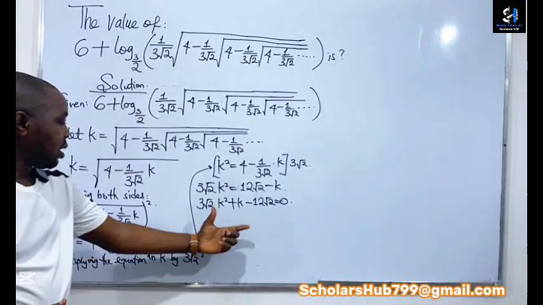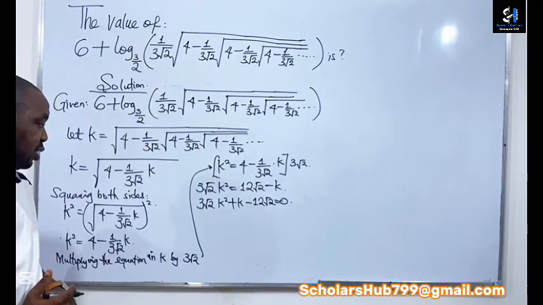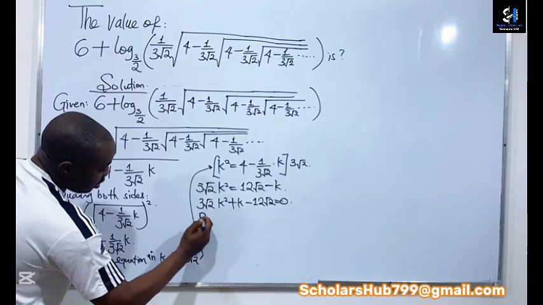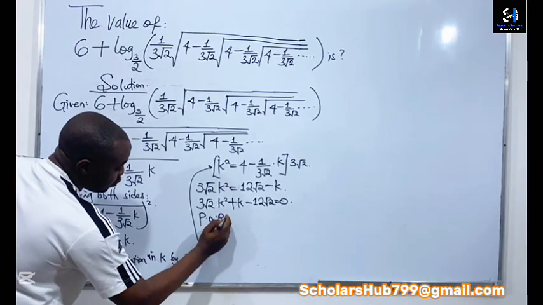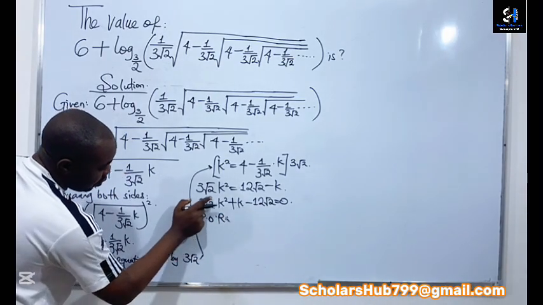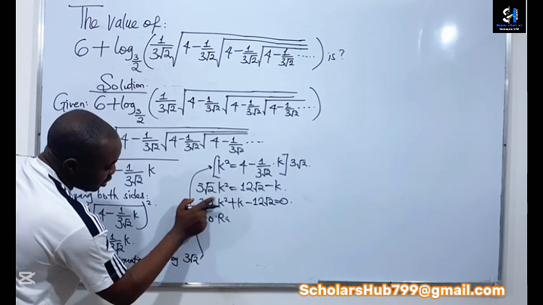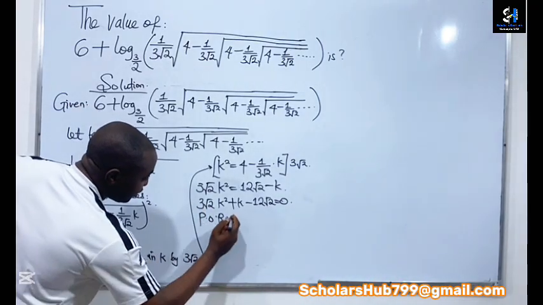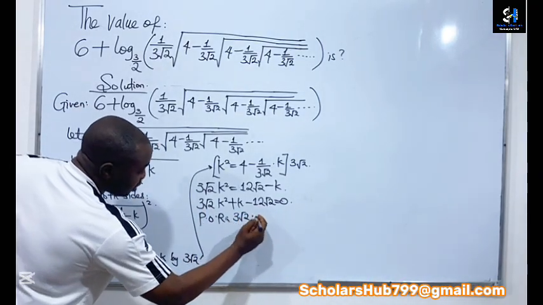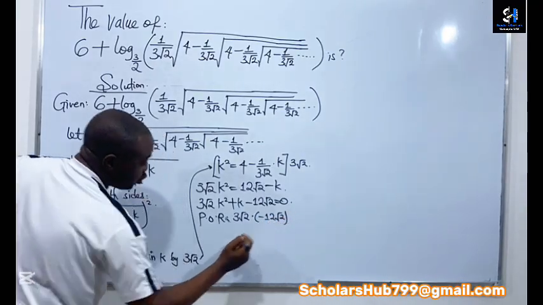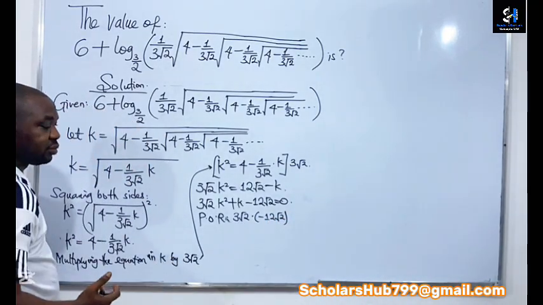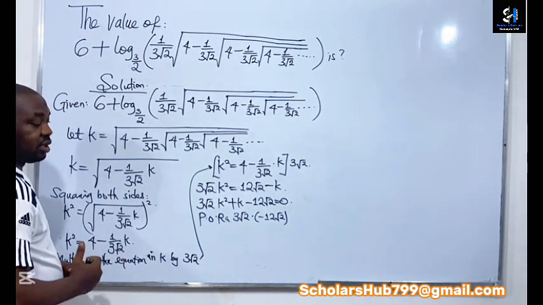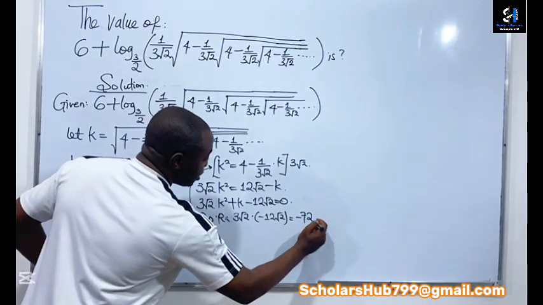All right, so now we can solve for the value of k. Now to solve for the value of k, let me use this method. We know from here that the product of roots for this equation is the product of the leading coefficient and the constant term. The leading coefficient is 3 root 2, while the constant term is negative 12 root 2. So 3 times negative 12 is minus 36, multiplied by root 2 times root 2, that's 2. 2 times negative 36 is minus 72.